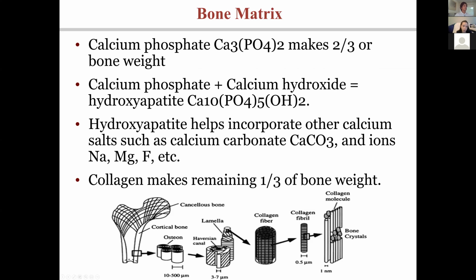Now, what happens whenever you take calcium phosphate and add calcium hydroxide to it? Here's your calcium, here's your phosphate, and here's your hydroxide. You're going to get this hydroxyapatite, this crystal of hydroxyapatite.